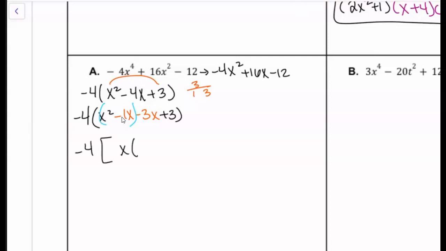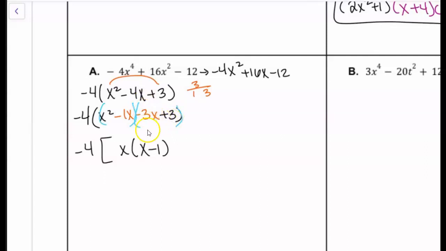What times x is x squared? Well, x times x is x squared. And then x times what is -1x? Well, x times -1. Now remember, as I put parentheses around my next one and find my GCF, I can obviously see that my GCF is 3 because they're both 3. So I can divide both of them by 3.